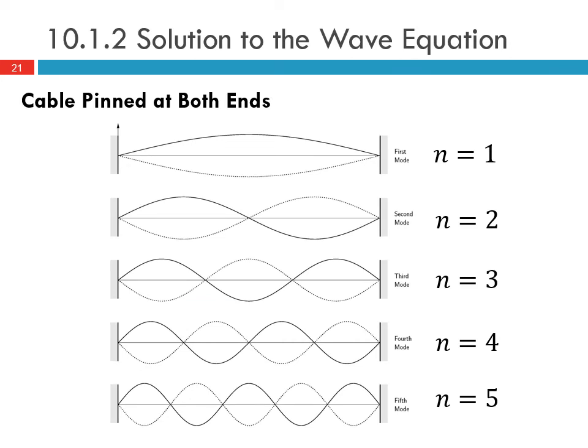So these are the first 5 modes for a cable pinned at both ends. Here the mode shapes are sine pi x over L, sine 2 pi x over L, sine 3 pi x over L, sine 4 pi x over L, and sine 5 pi x over L. So those are the first 5 mode shapes for a cable pinned at both ends.